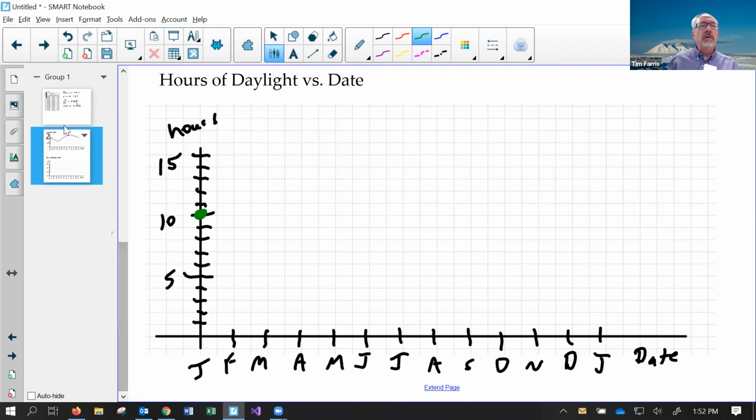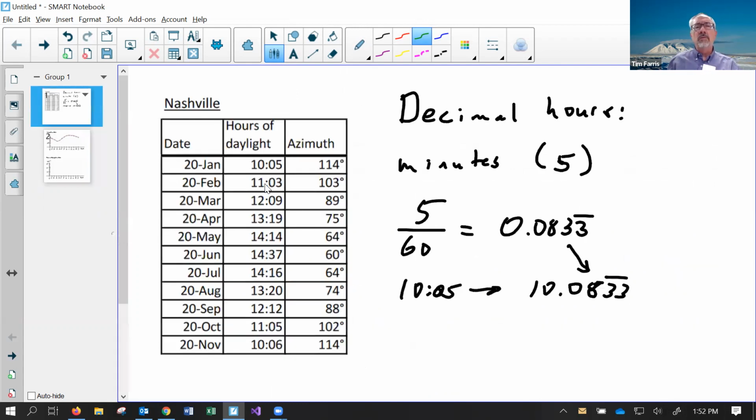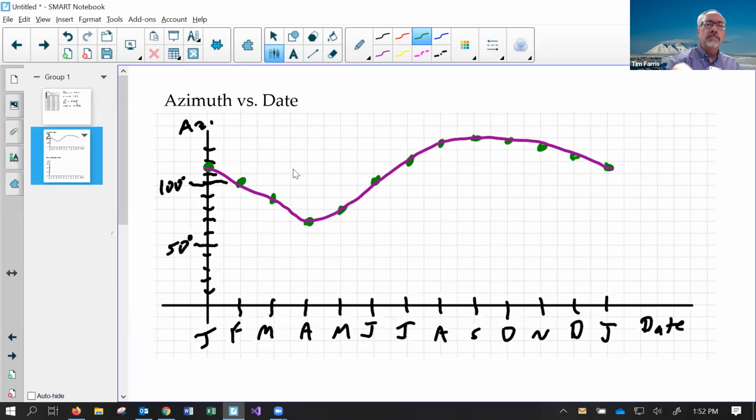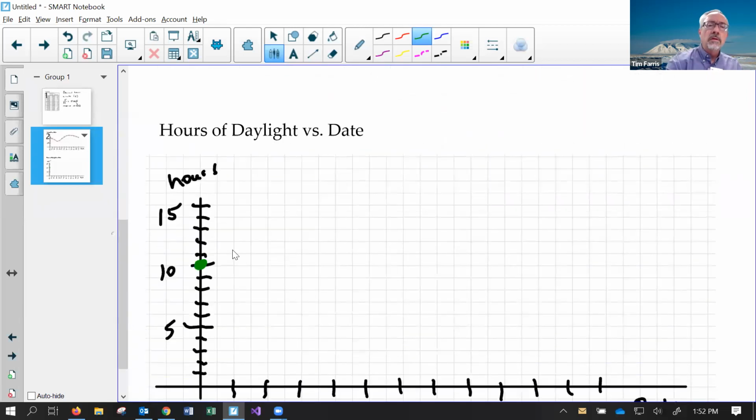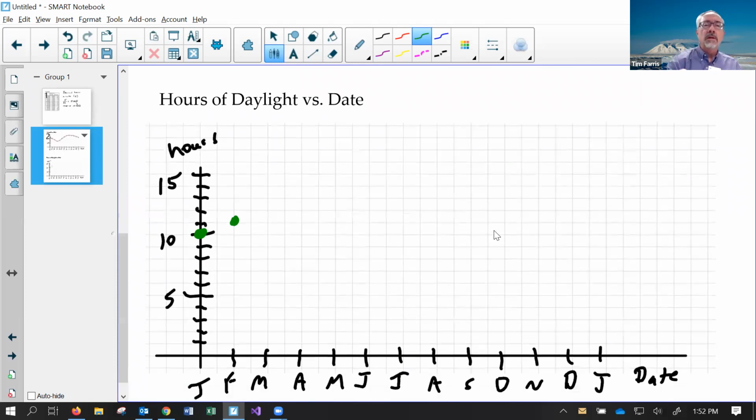So February, we said, didn't we say it was like 11.05 hours? So I can go ahead and put that 11 here. Slightly more than 11 right here. And then a similar sort of thing. Once you get it, it will not look like this, but whatever you end up with when you plot all the individual points.